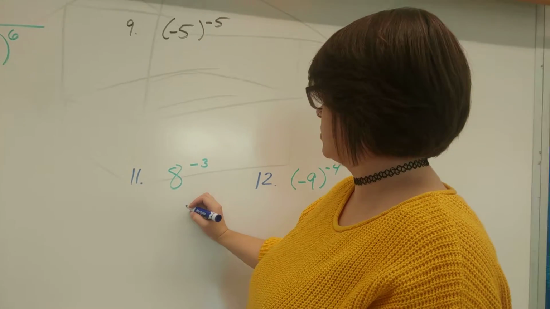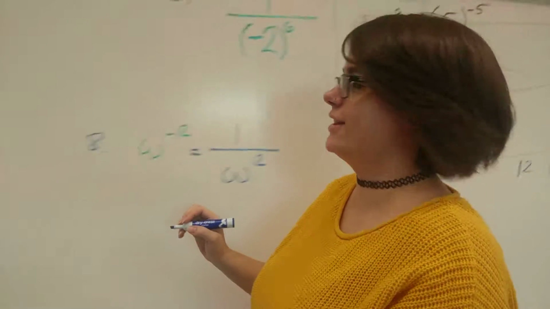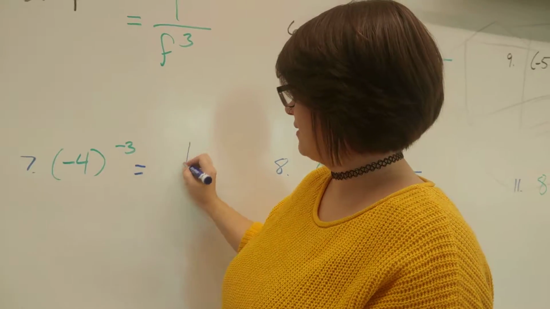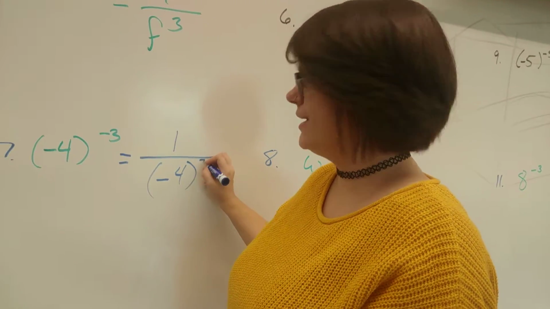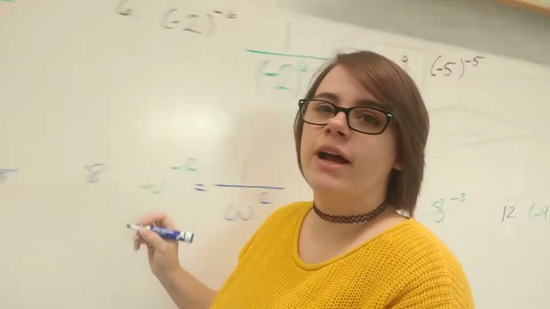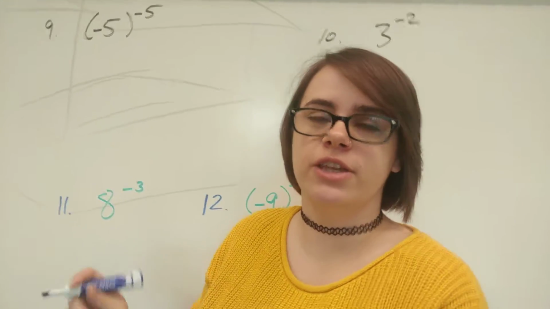Lil Mac, what's the answer to... Oh wait, I'm sorry. Number 7, Lil Mac. 1 over -4 in parentheses to the 3rd power. Remembered his parentheses. All right, now the next 4 are asking you to evaluate.